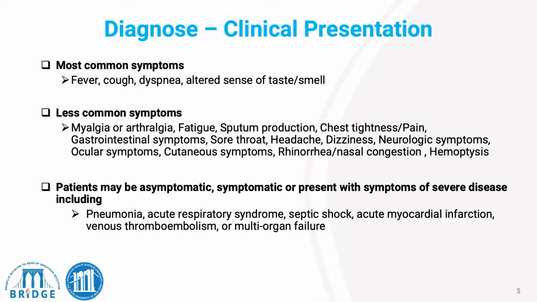So some patients might be asymptomatic, without any symptoms, or they might be symptomatic, or some may present with very severe disease, like pneumonia or acute respiratory syndrome, or shock or a heart attack or a blood clot in their lungs or multi-organ failure.